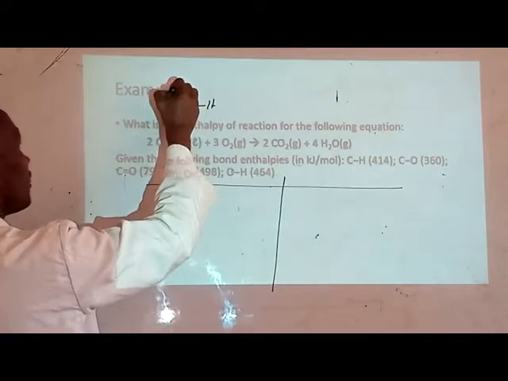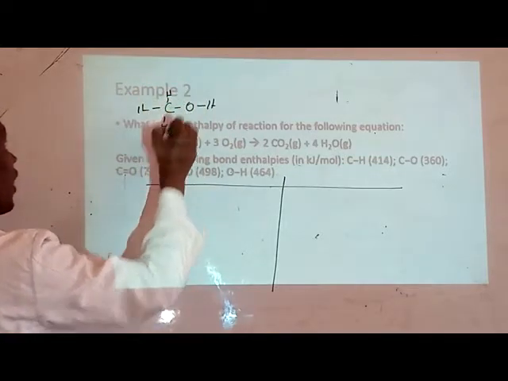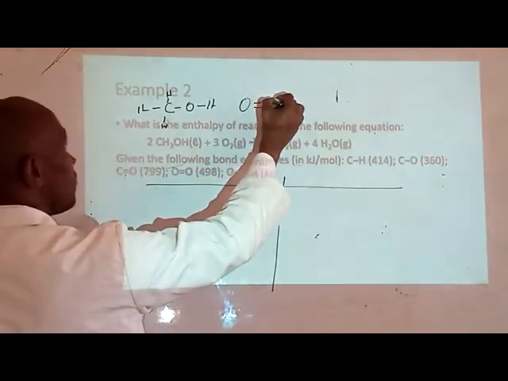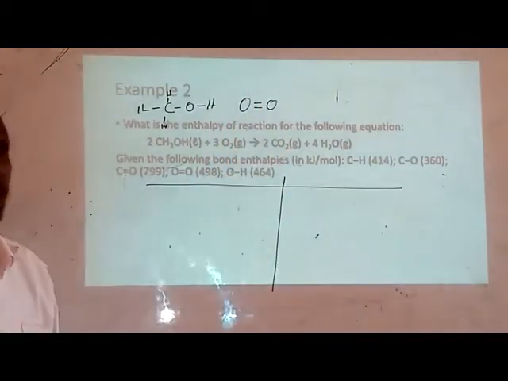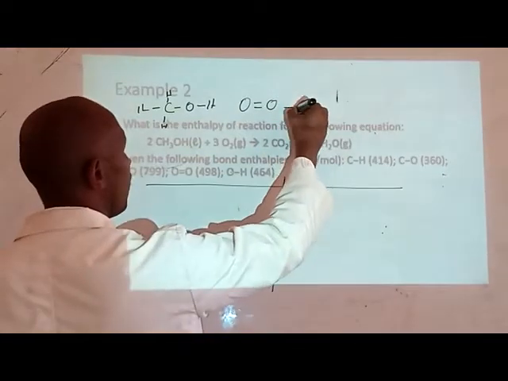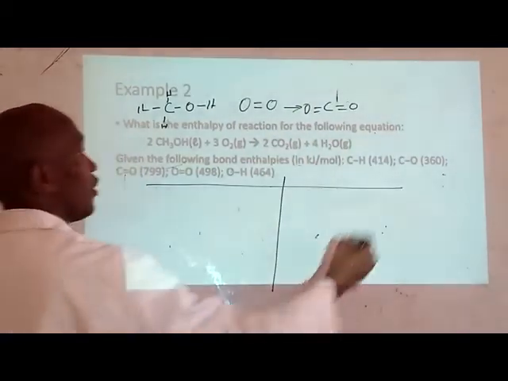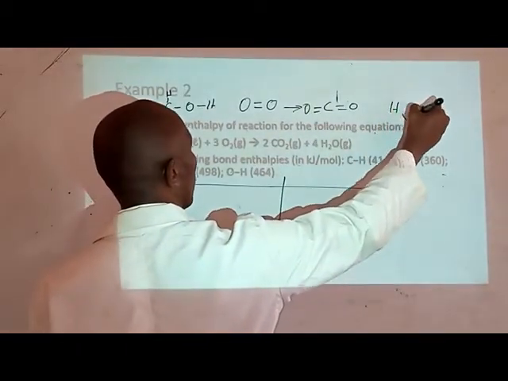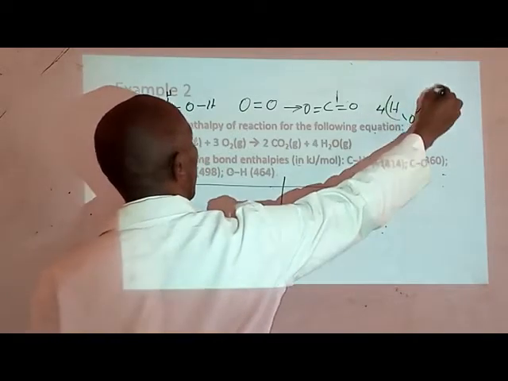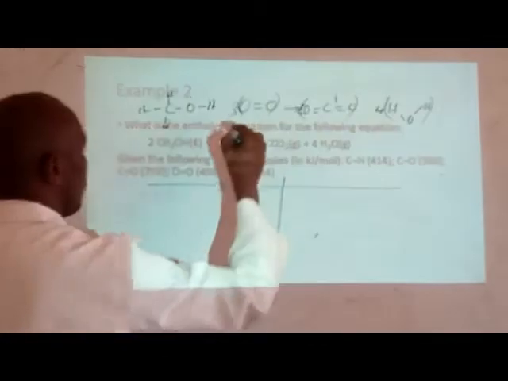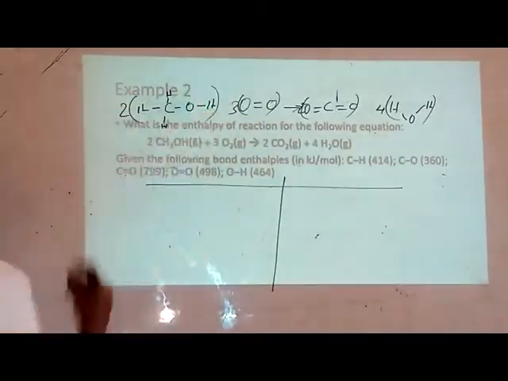Okay, that is the structure of methanol. The oxygen from our form is an oxygen double bond, forming carbon dioxide. That's the way we drew carbon dioxide and H2O. We have 2 of that, 3 of that, 4 of that, 2 of that. Those are the structures of the substances involved.